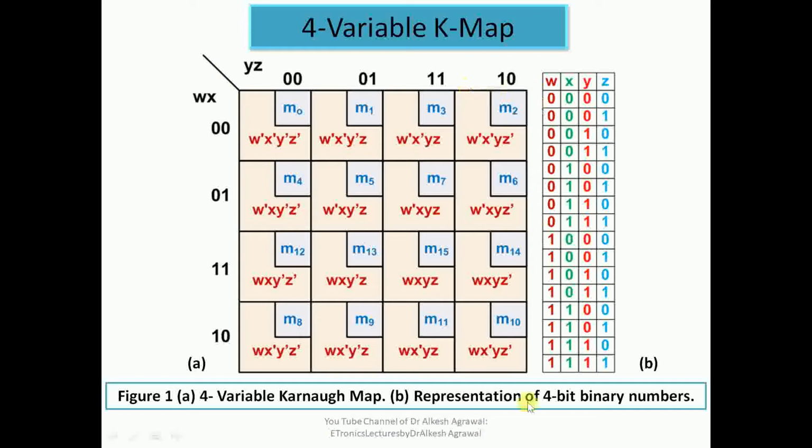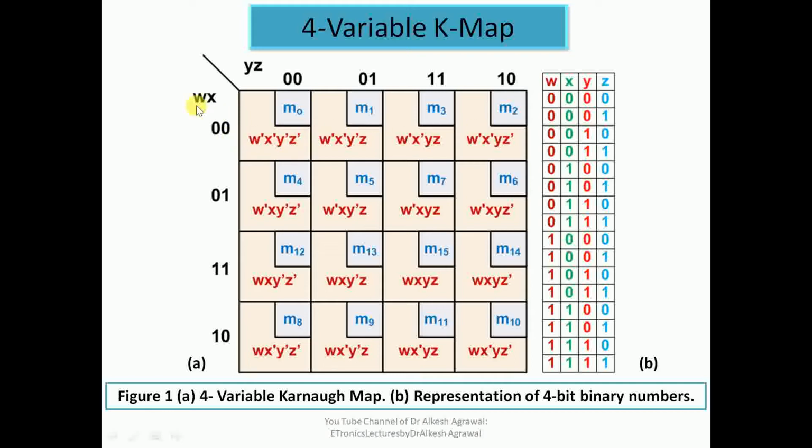Now we have 16 cells in all, designated from M0 to M15, and we know that these are depicted in terms of min terms. So this is min term 0, 1, 2, 3, 4, 5, 6, 7, 8, 9, 10, 11, 12, 13, 14, and 15. And for better understanding, these are the min terms in terms of the literals w, x, y, z. So you can understand it in different ways.